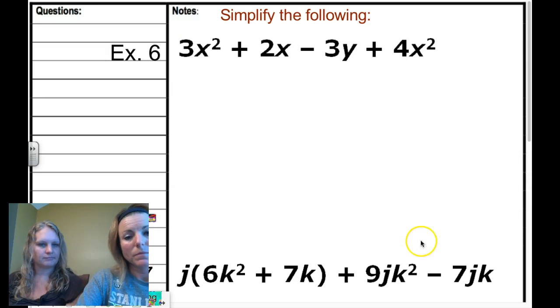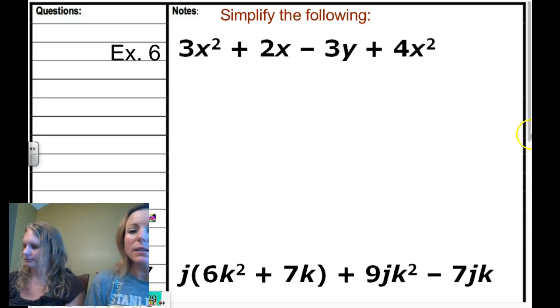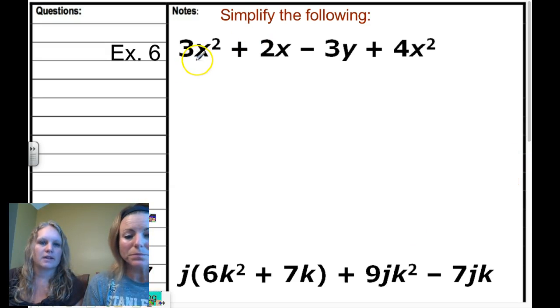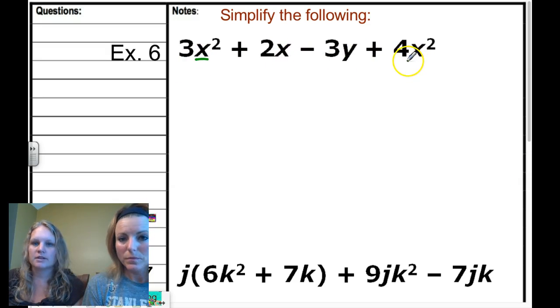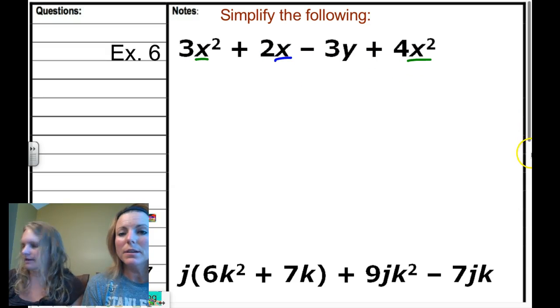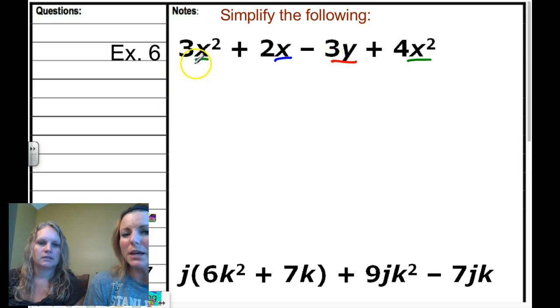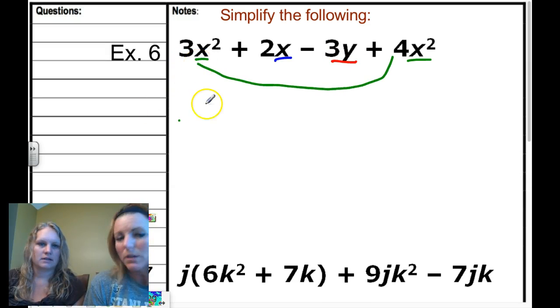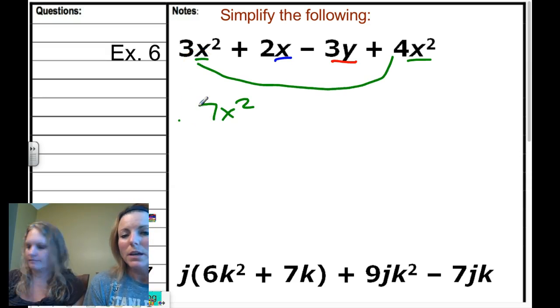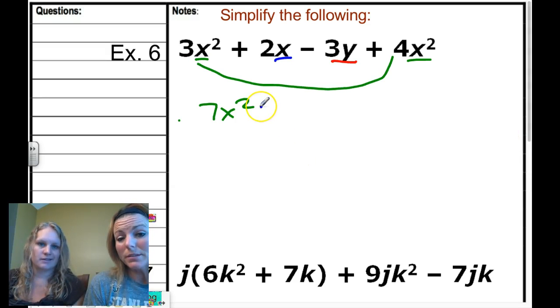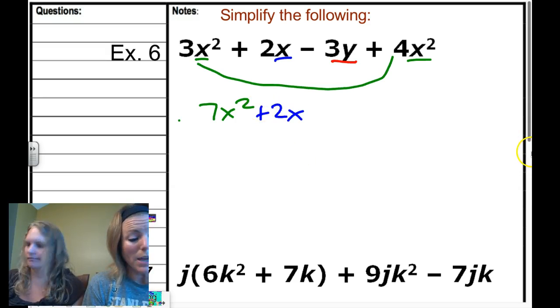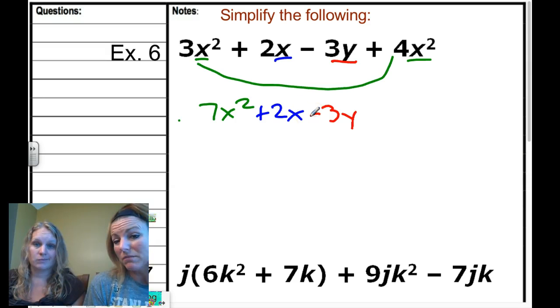Example number 6. Let's do the same thing. Let's color code. So I got x squared. Oh, here's another one. And I got an x. And we have a y. This one's pretty straightforward. So we know that 3x squared plus 4x squared gives us 7x squared. And then we just have to put on the other x things. Plus 2x, easy enough, minus 3y. And we're done.